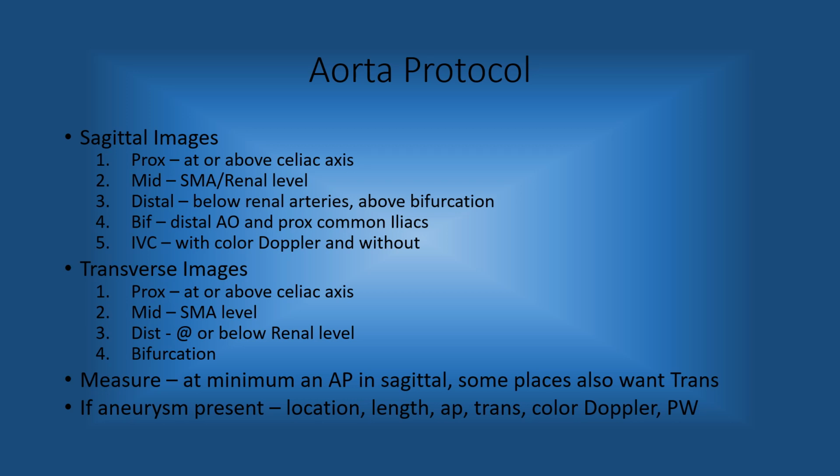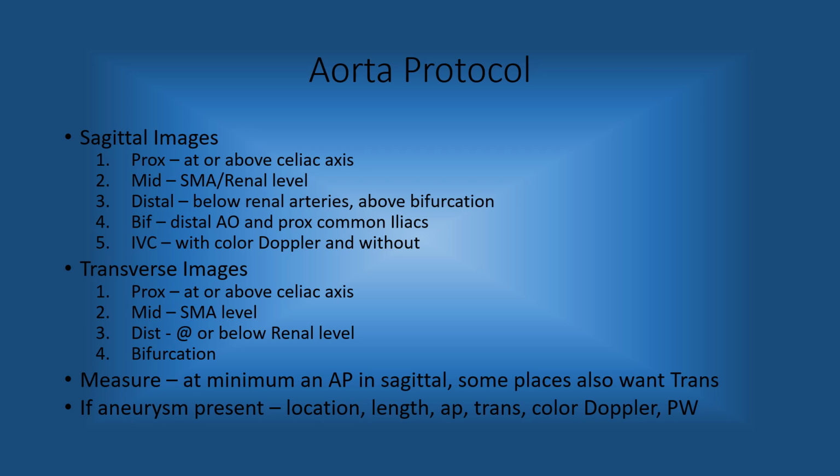Okay, you're going to measure at a minimum in an AP in sagittal. So at each of those levels we talked about on the sagittal, you're going to take a measurement anterior to posterior. AP at the prox, AP at the mid, AP at the distal, and then an AP of each of the common iliacs. Some places are also going to want you to take those same measurements in transverse. So in transverse, you would do that across your screen, not up to down.